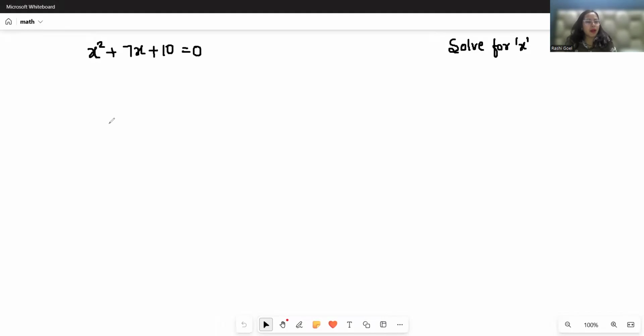So there are multiple methods to solve this quadratic equation. I am going to opt for the factorization method. In the factorization method, we have to break this middle term 7x into two numbers. When we add those numbers, we get 7, and when we multiply those numbers, we get the last digit, that is 10.